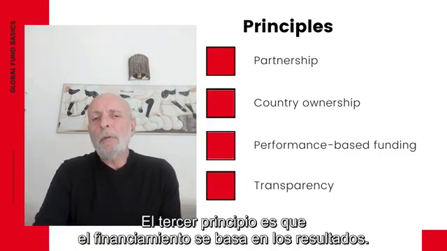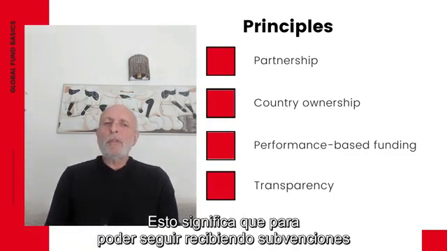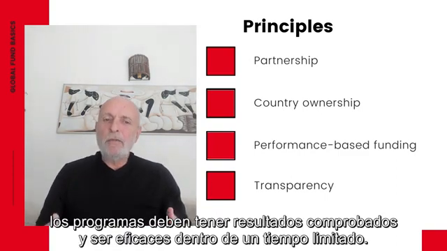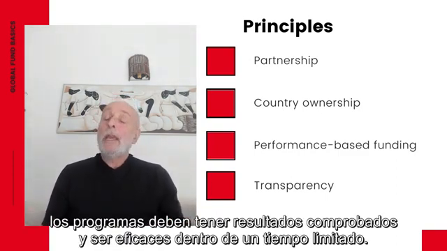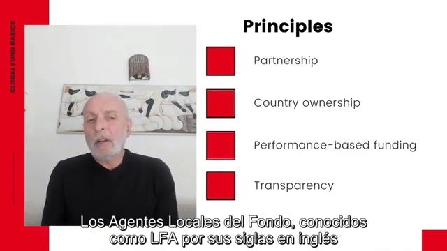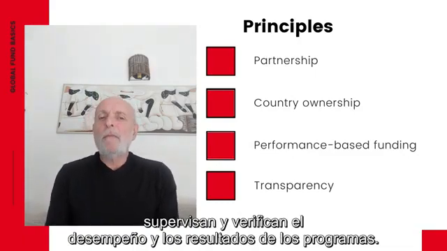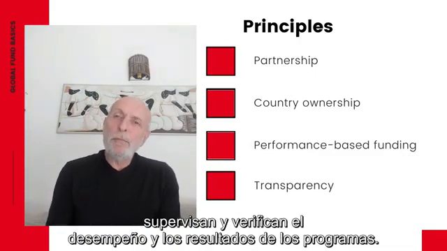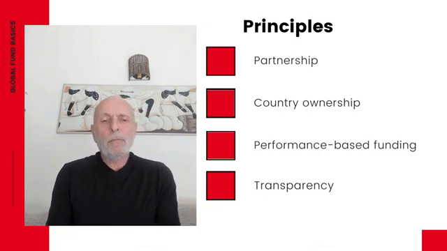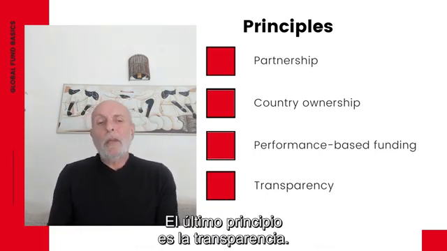The third principle is performance-based funding. That means programs need to have proven, effective, and time-bound results in order to receive continued funding. Local fund agents, or LFAs as they are known, monitor and verify program performance and results. And the final principle is transparency.